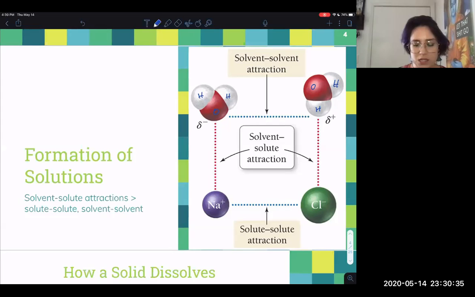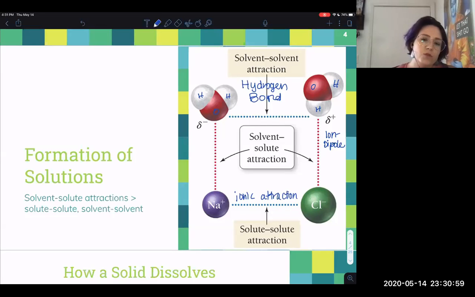This is a hydrogen bond between two waters, right? Y'all should know that. This is an ion dipole. It's stronger. And the solute-solute attraction is an ionic interaction here. I can say ionic attraction. We're not melting it, we're dissolving it. So the sodium and the chloride are still going to have attractive feelings toward each other, but you can separate them with the water.